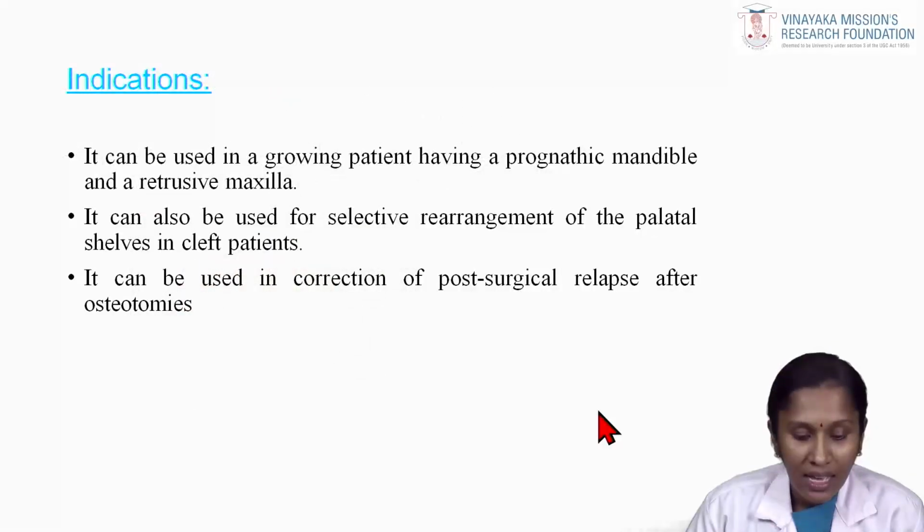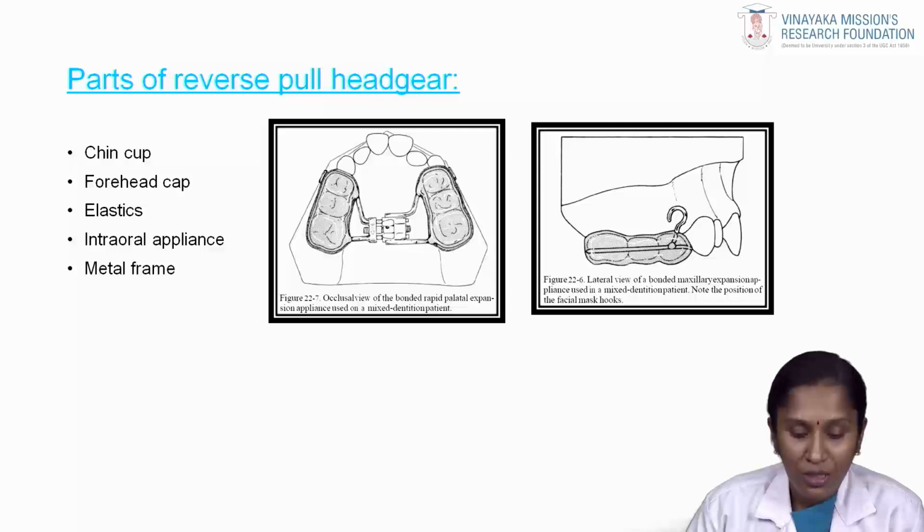Coming to indications, it can be used in growing patients having a prognathic mandible and a retrusive maxilla. It can be used for selective repositioning of the palatal shelves in cleft patients. It can be used in correction of post-surgical relapse after osteotomies. Coming to parts of the reverse headgear, we have chin cup, forehead cap, elastics, intraoral appliances and metal frame. In this diagram you can see RME with banding.